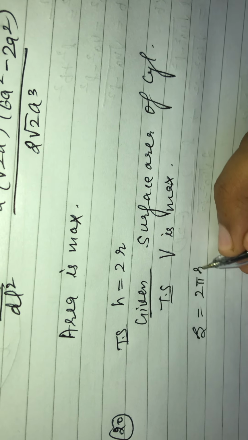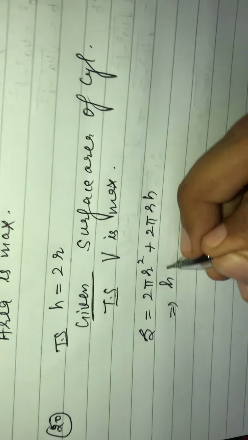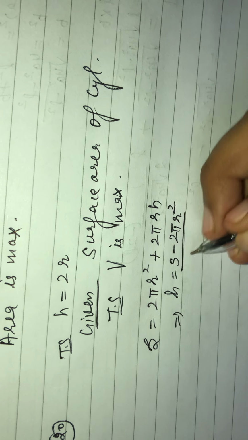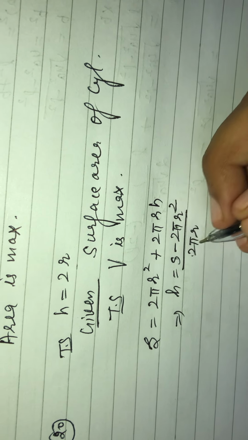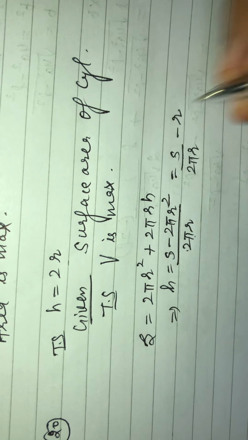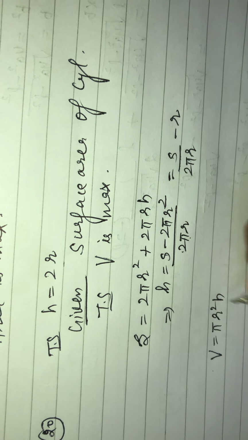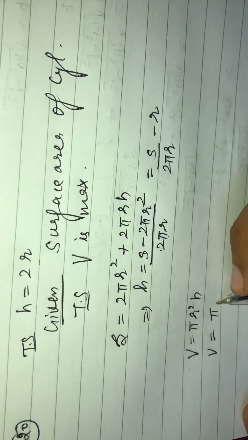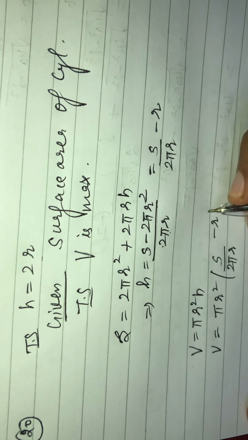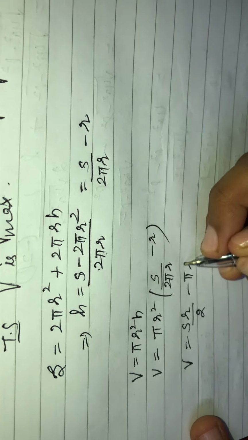If r is the radius and h is the height of the cylinder, the surface area of the cylinder is 2 pi r square plus 2 pi r h. So from here the value of h is (S minus 2 pi r square) upon 2 pi r. This upon this will give you S upon 2 pi r minus r. Now volume is pi r square h. So put the value of h. So I'm getting V is S r upon 2 minus pi r cube.